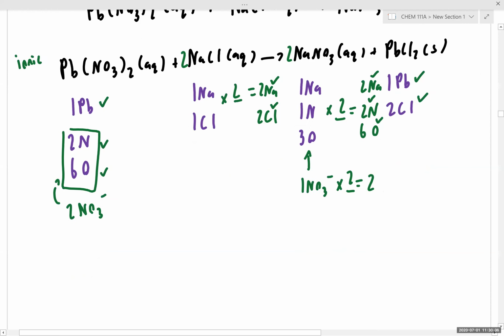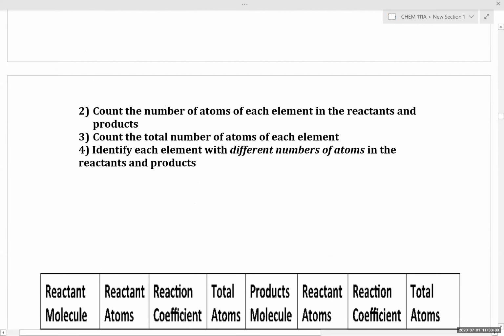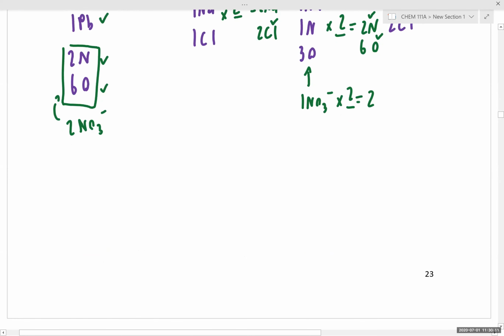So let's just rewrite this equation so that we have our complete final equation.